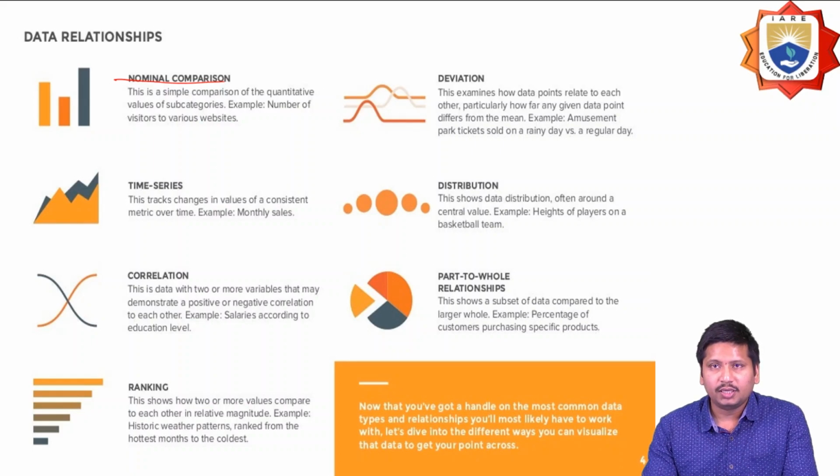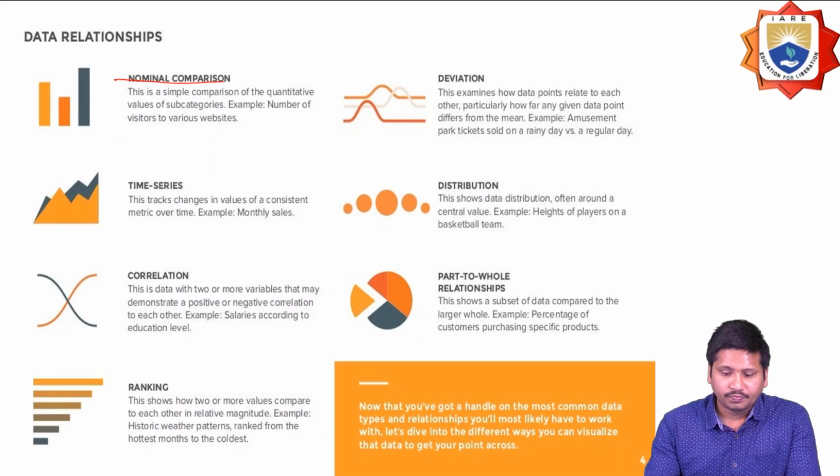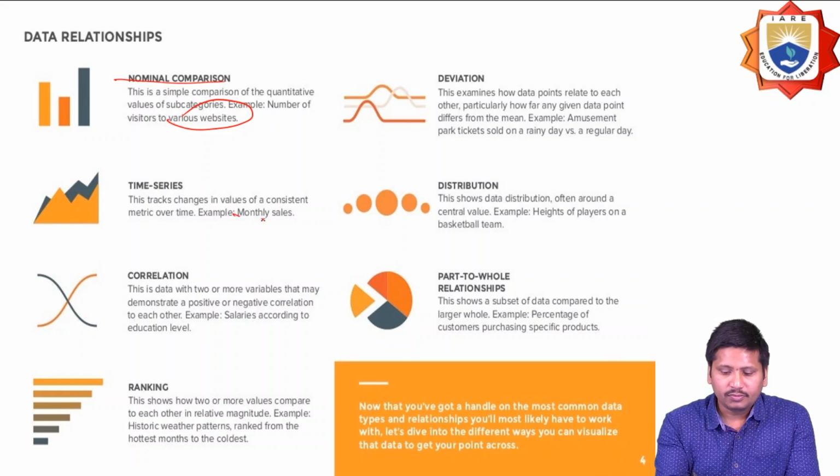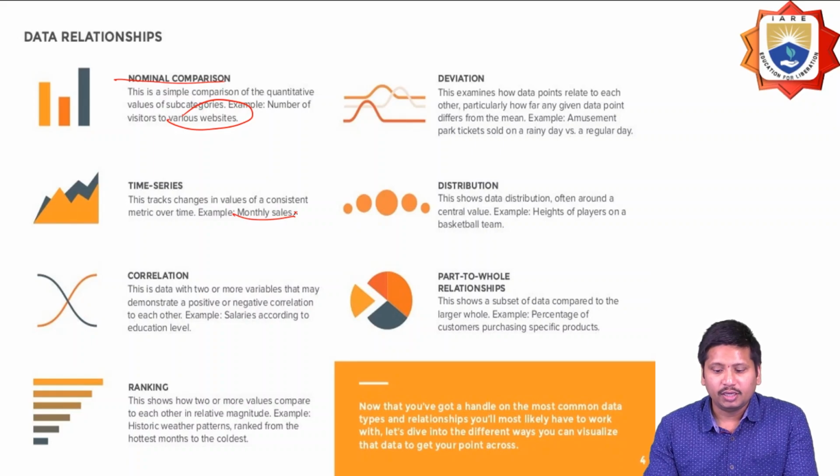So here these kinds of relationships have to be considered. Nominal means we can compare the quantitative values of the different categories, like the number of visitors on a website. And the next one is time series. Time series means the data changes with respect to time. An example is the monthly sales of any particular product.